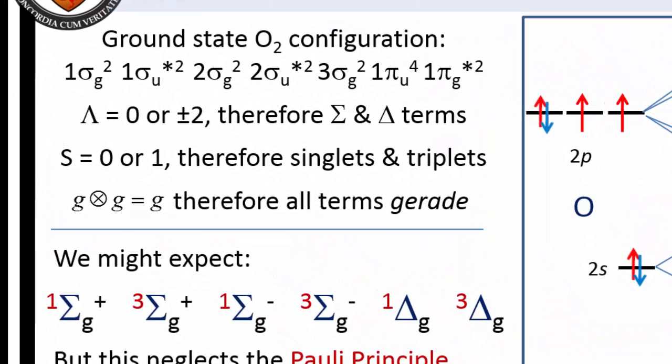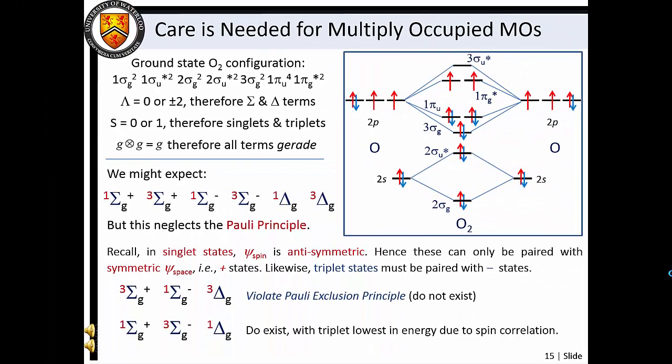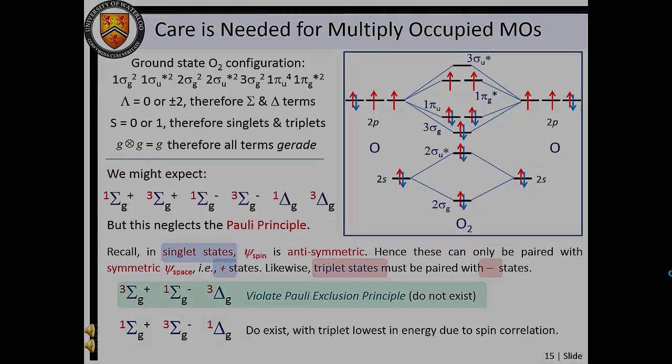Naively, we might predict a number of terms to arise from the 1πg2 frontier MO configuration of molecular oxygen, but deeper consideration of these terms shows that several cannot exist as they violate the Pauli exclusion principle. The triplet delta term, for example, requires that both electrons have identical quantum numbers. Furthermore, recalling that the triplet state spin wave functions are symmetric and singlet state spin wave functions are antisymmetric, we know that the singlet sigma minus and triplet sigma plus states also violate Pauli's principle.